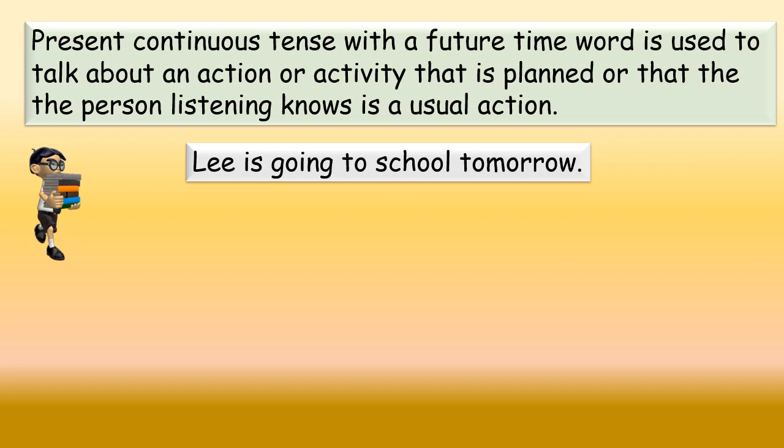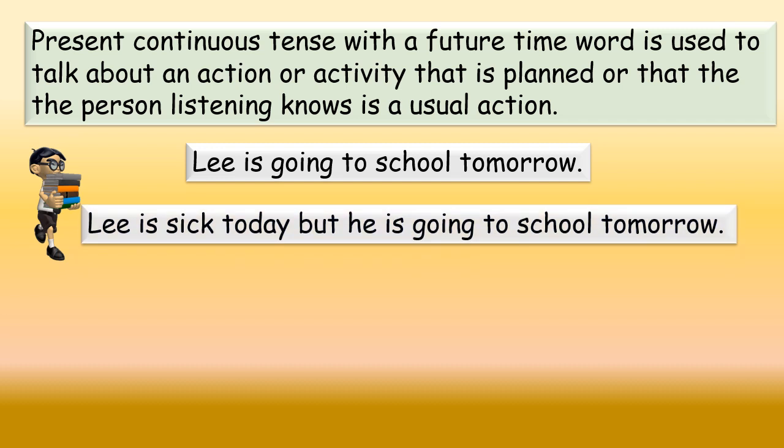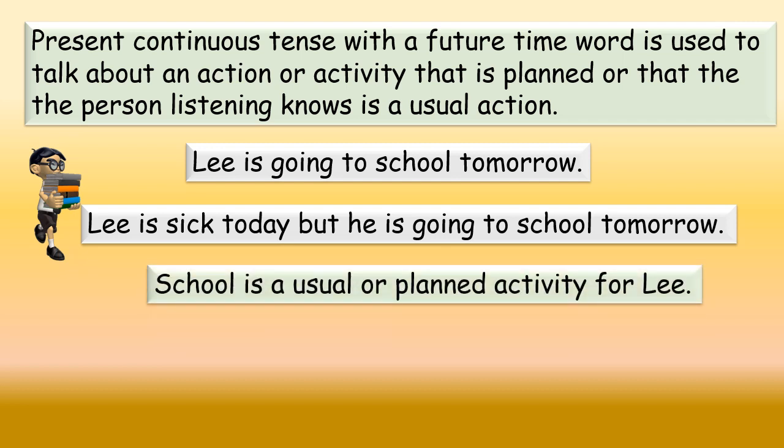Present continuous tense with a future time word is used to talk about an action or activity that is planned or that the person listening knows is a usual action. Lee is sick today, but he is going to school tomorrow. School is a usual or planned activity for Lee.